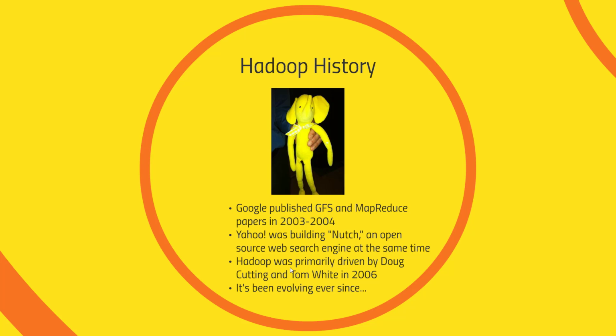Story goes that Hadoop was actually the name of Doug Cutting's kid's toy elephant, and apparently this is the actual yellow stuffed elephant named Hadoop that the project was named after. So now you know why Hadoop's mascot is a yellow elephant. It's actually named after this stuffed elephant here.